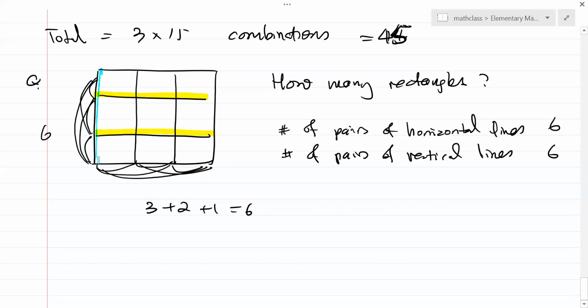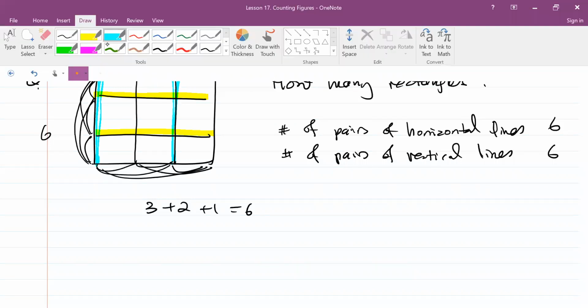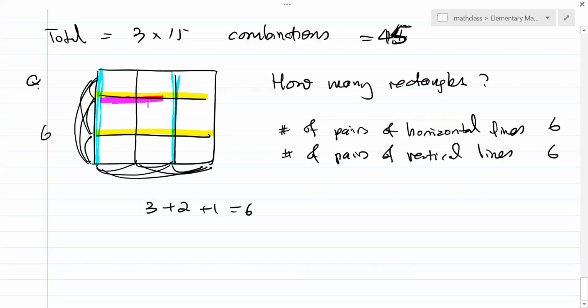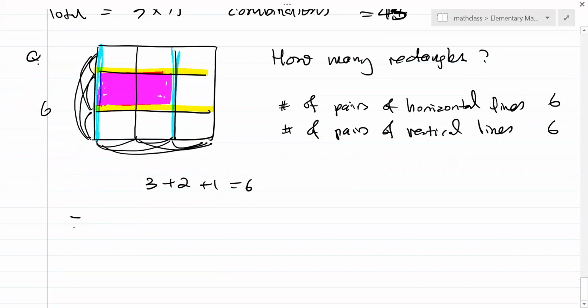So what I want to say is that a pair of horizontal lines and a pair of vertical lines uniquely determine a rectangle. This is a rectangle determined by those 2. See, so a pair of vertical lines and a pair of horizontal lines uniquely determine a rectangle. So how many pairs of vertical lines? 6. How many pairs of horizontal lines? 6. Total combinations would be 6 times 6. That's right. So it's a multiplication and not addition. So there are 6 times 6 combinations.